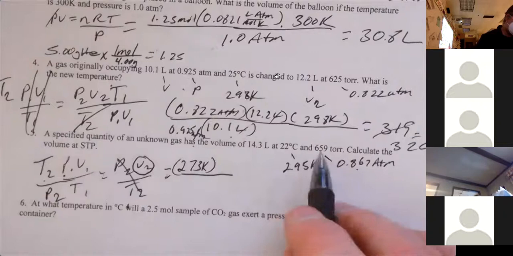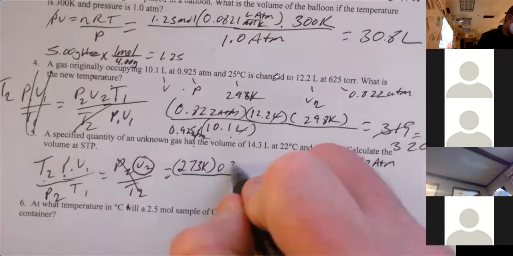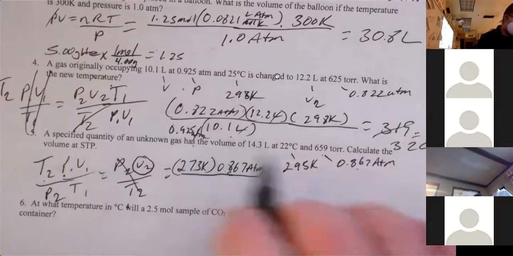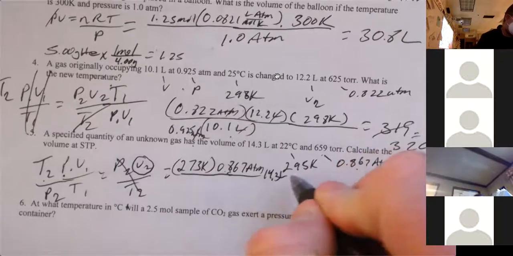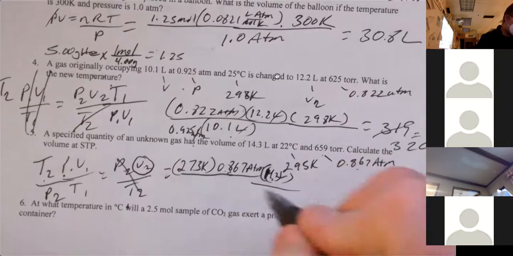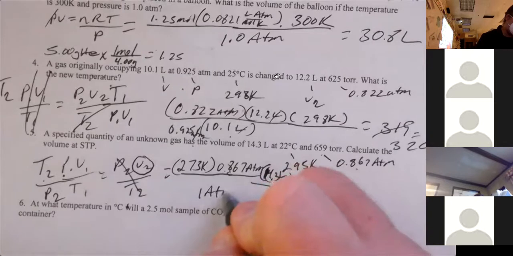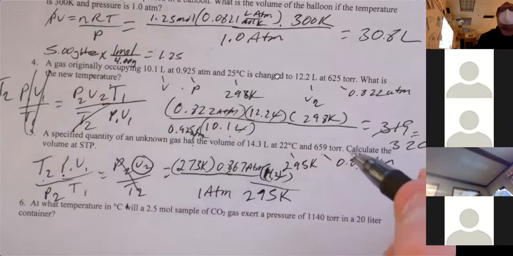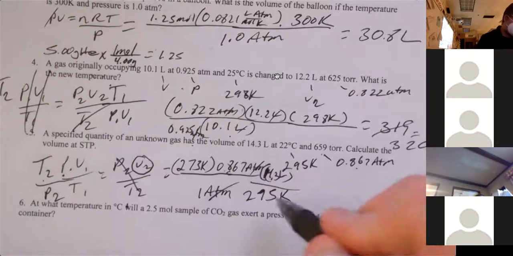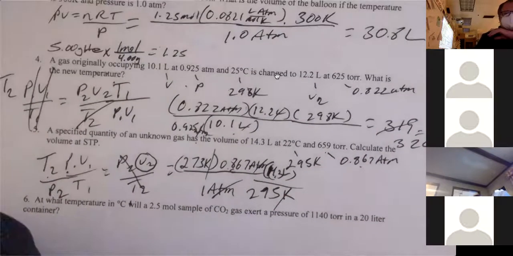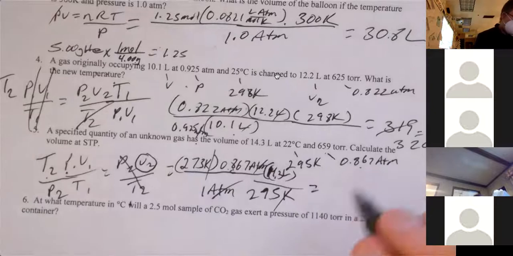P1 is 0.867 atmospheres. V1 is 14.3 liters. So then we're going to divide all of that by P2, which is 1 atmosphere, and T1, which is 295 Kelvin. Atmospheres cancel out, Kelvin cancel out. And we just plug it in. 273 times 0.867 times 14.3 divided by 295. It's about 11.4734.